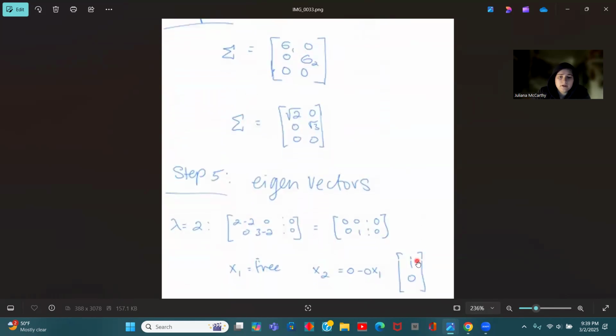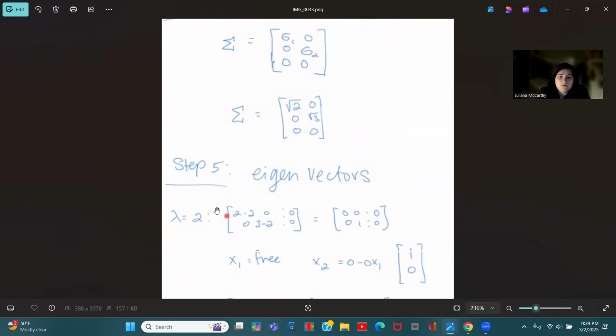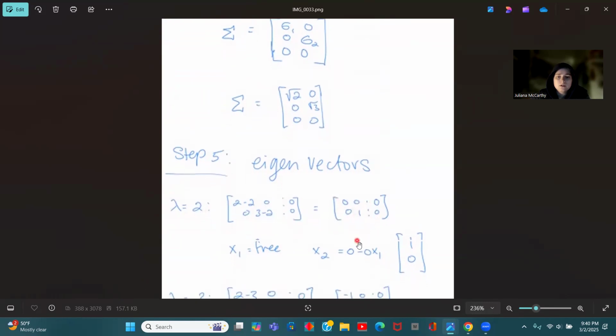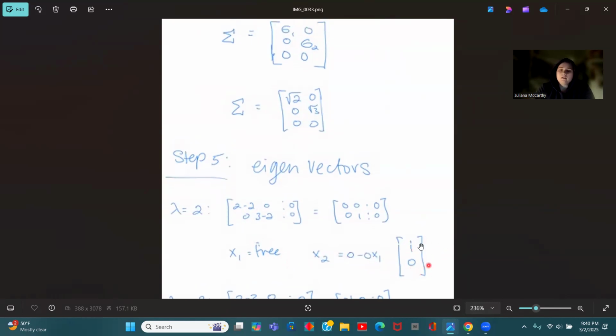Now we're going to move on to the eigenvectors. So starting with lambda equals 2, we get 2 minus 2, 0, 0, 3 minus 2, which comes to 0, 0, 0, 1. So we have x1 is free because it's all zeros. And we have x2 equals 0 minus 0, x1. So just set x1 equal to 1. You can set it equal to whatever value you want it to be. 1 is just easy. When you plug it in to find x2, you just get that x2 equals 0. So that's our first eigenvector.